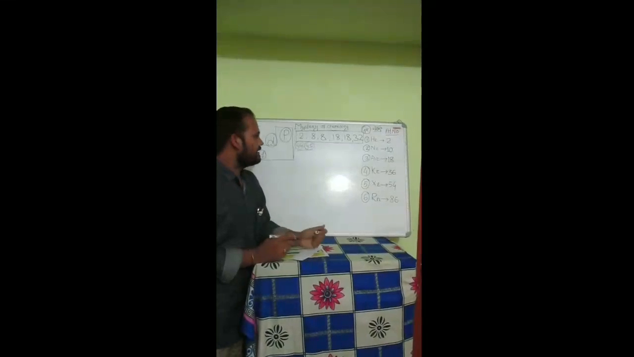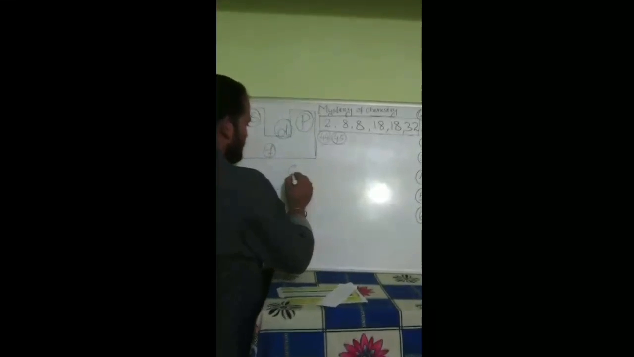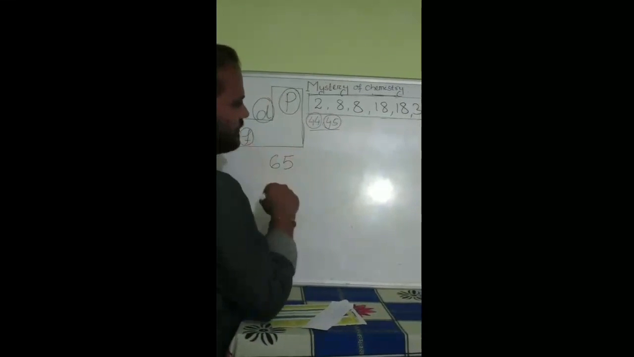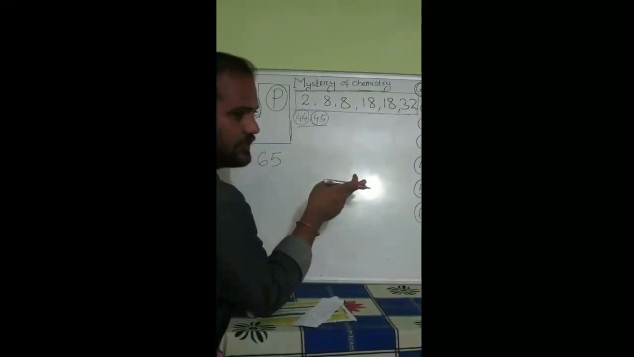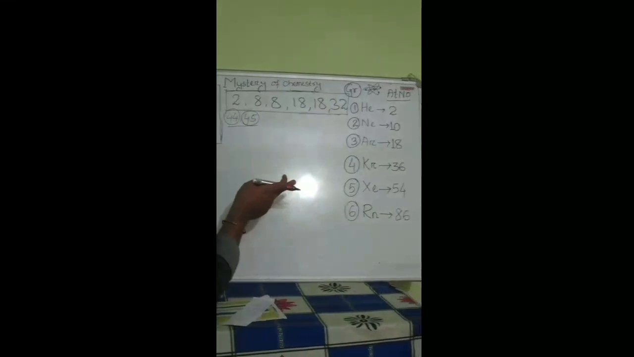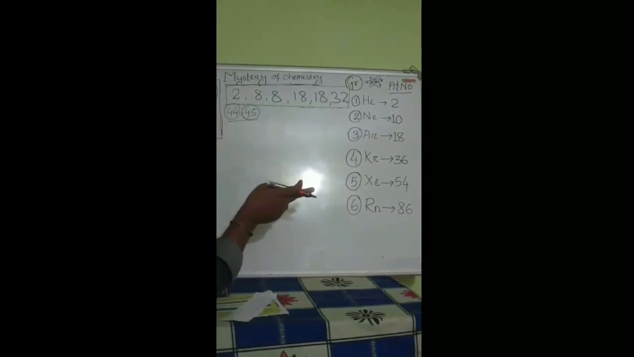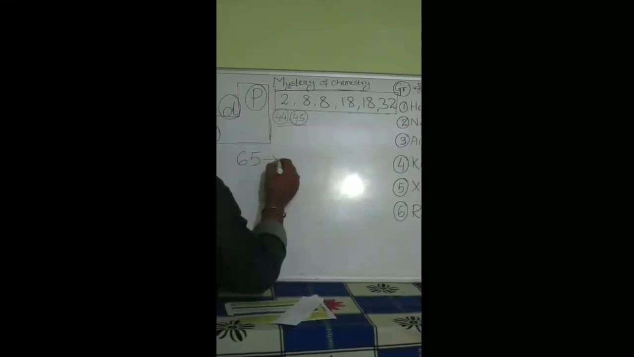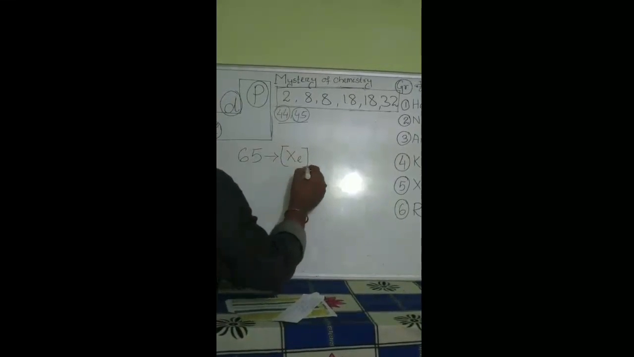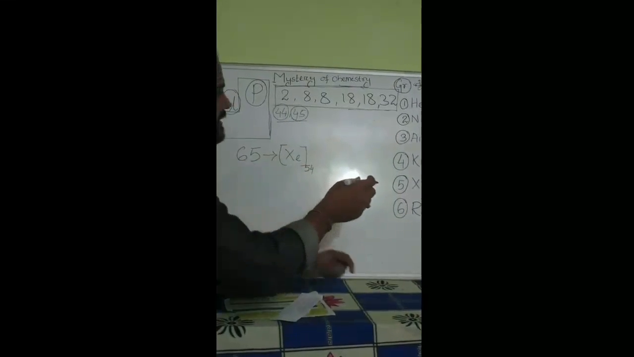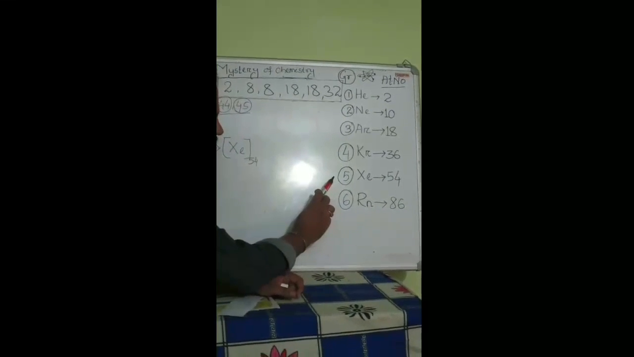So the first trick is that, suppose I take one example, 65. In this case, what we will do is see which inert gas element the number 65 crosses. This one is xenon, so it crosses 54. So I can write here inert gas xenon for 54. Next I have to see the group. So this one is 5, group number 5.